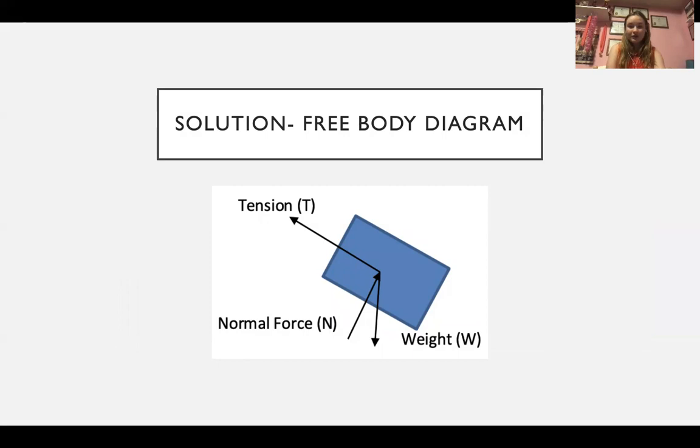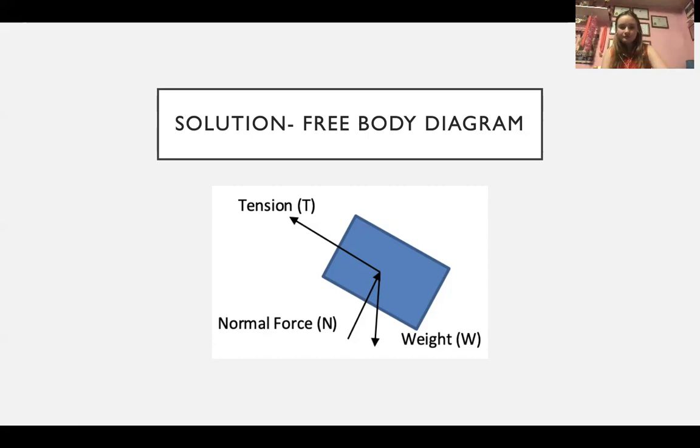The normal force is the ramp or the hill pushing up sideways on the car, because the car is sitting at a slant of 35 degrees. And then the weight is mass times gravity, and that is what is basically pulling the car down. That is also what we're solving for in this problem.